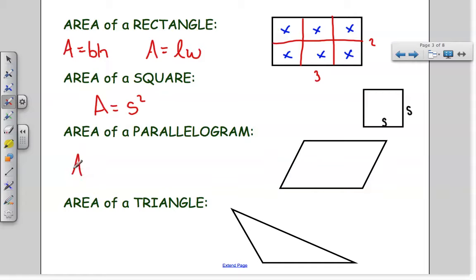So what about the area of a parallelogram? Remember that a parallelogram has congruent parallel opposite sides, congruent opposite angles, and all of those other properties we had, but what's the area of a parallelogram? How many square units would fit inside this?